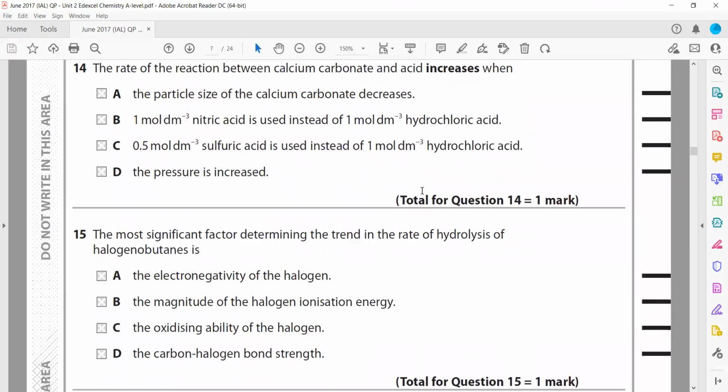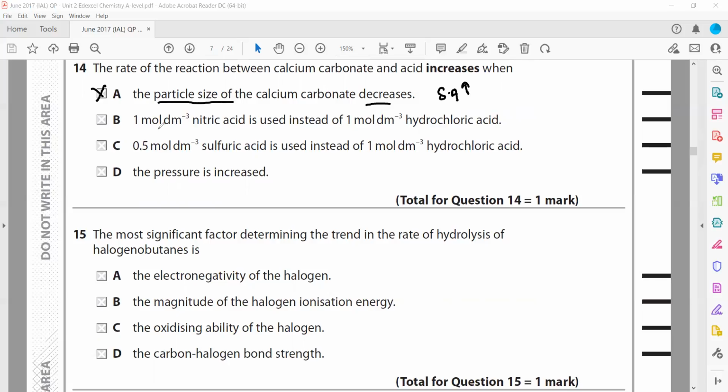In question 14, the rate of reaction between calcium carbonate and acid increases when? There are factors which can affect the speed of reaction: temperature, concentration, particle size, catalyst, and for photochemical reactions, light is also one of the factors. Particle size and surface area are inversely proportional. So if the particle size of calcium carbonate decreases, we are increasing the surface area. Powdered form will have a large surface area, so it will react faster. That's why A is the right answer.